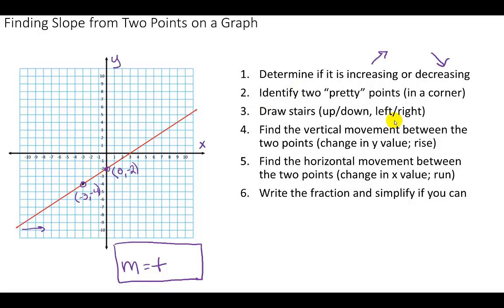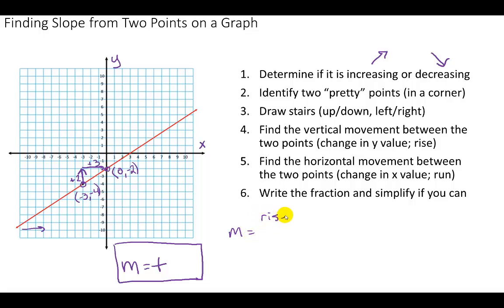We're going to draw stairs, which means how much up or down, and then how much left and right. So from this first point, how do we get to our second point? We're going up 2, and then we're going to the right, 3. Going up and going right, they're both positive numbers. We have found our change in y, that is our rise.